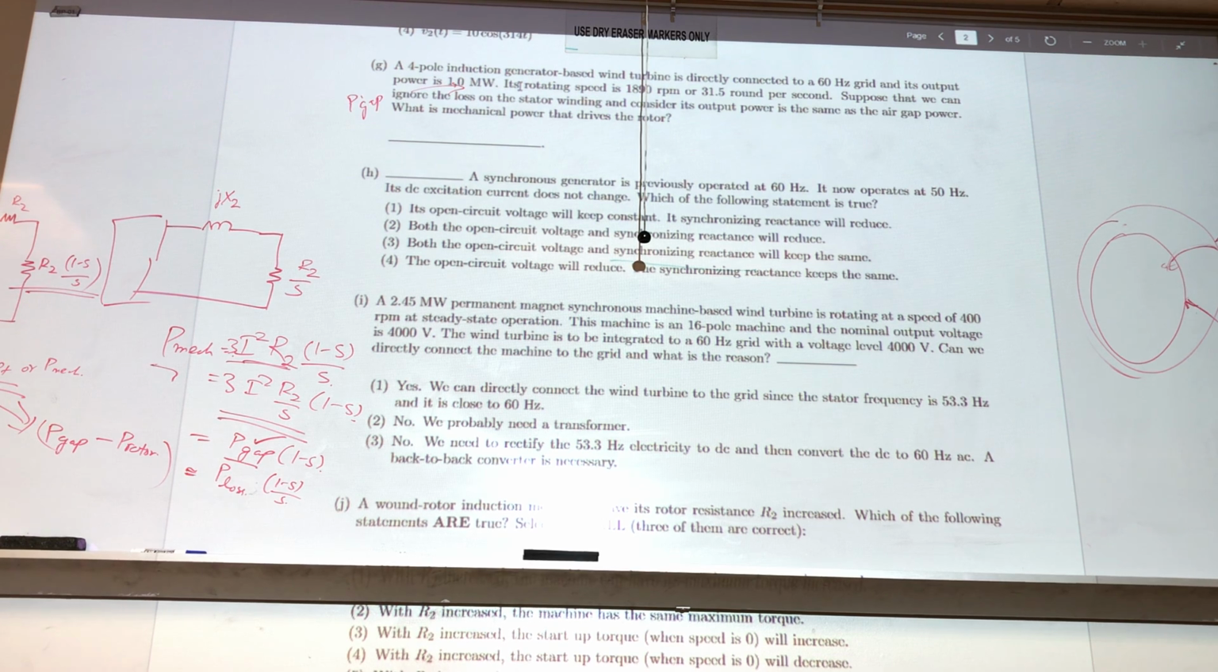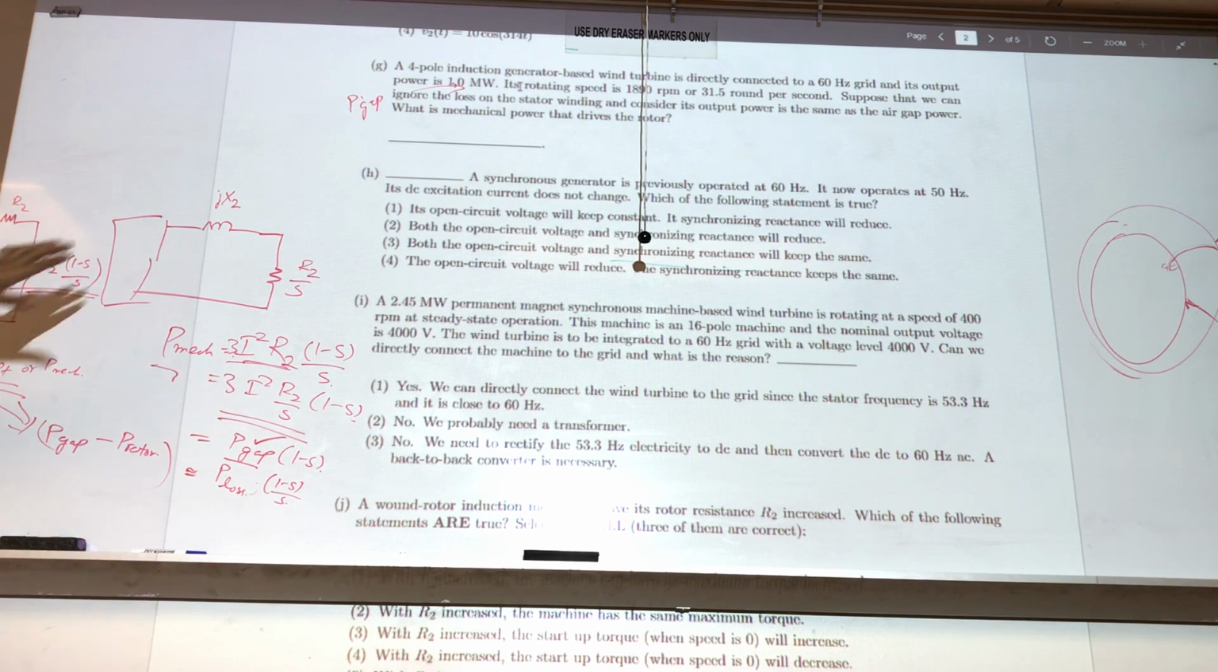Yeah. So is it supposed to be P gap minus P loss equals P mechanical, right? Yes. So how do you know that 1 megawatt is the P gap? Yeah, that's the P gap. How do you know that's the P gap? That's the question, right? Yeah.